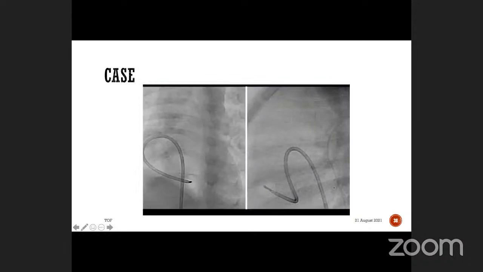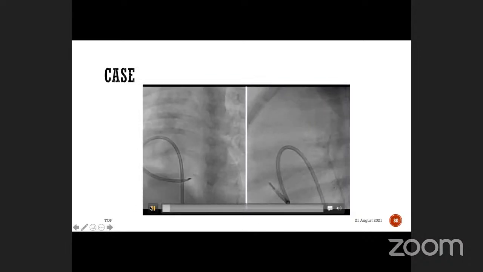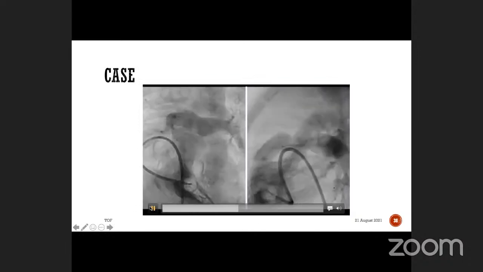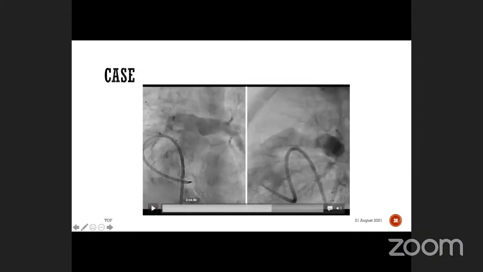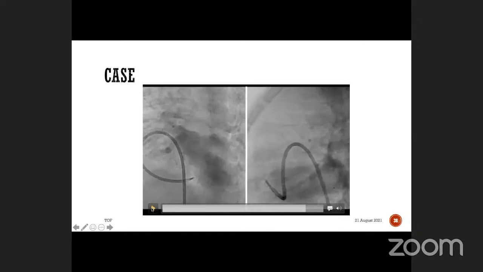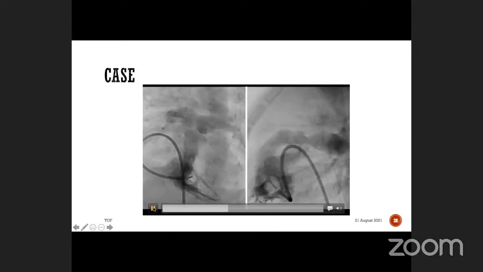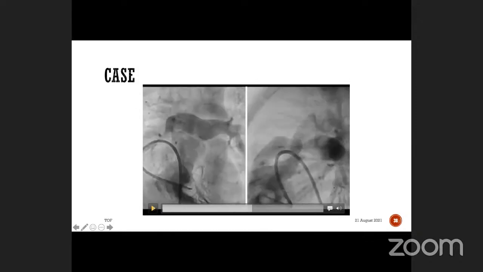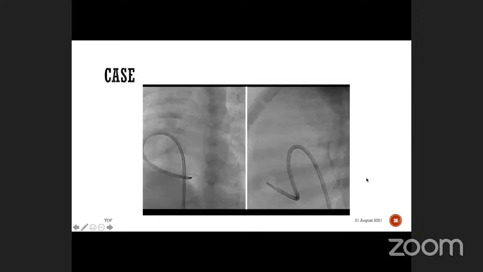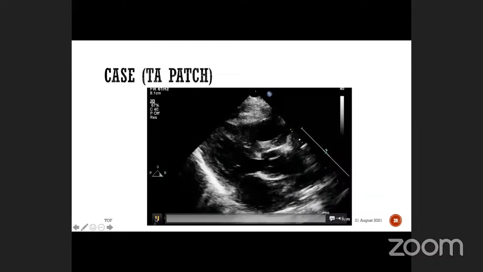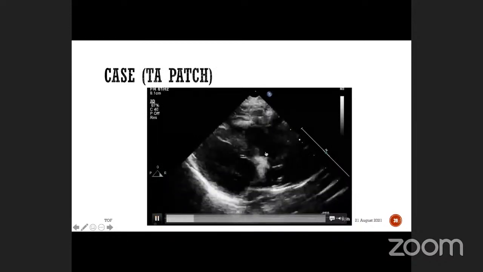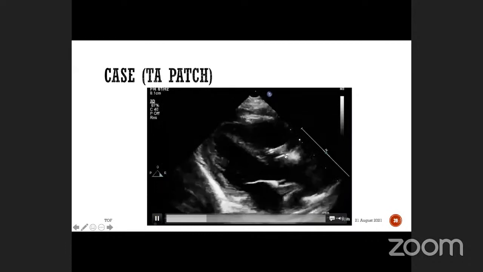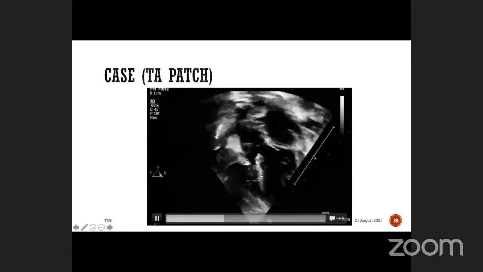Again, the VSD. Okay, so this is in the cath lab. You can see that it's just a pure valve stenosis. This infundibulum is actually huge. This is the stenosis, just at the valve level. So this is post-operatively. You can see the VSD patch here, and this is the aorta.